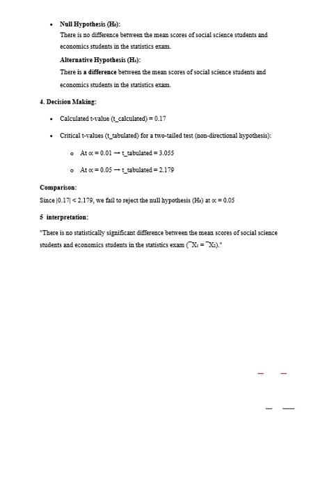Decision making. Calculated t-value, t_calculated, equals 0.17. Critical t-values, t_tabulated, for a two-tailed test, non-directional hypothesis. At alpha equals 0.01, t_tabulated equals 3.055. At alpha equals 0.05, t_tabulated equals 2.179. Comparison. Since 0.17 is less than 2.179, we fail to reject the null hypothesis, H0, at alpha equals 0.05.